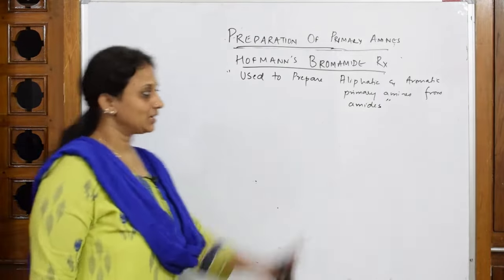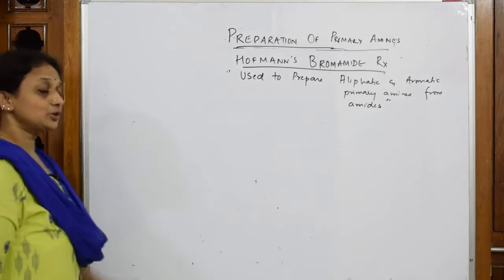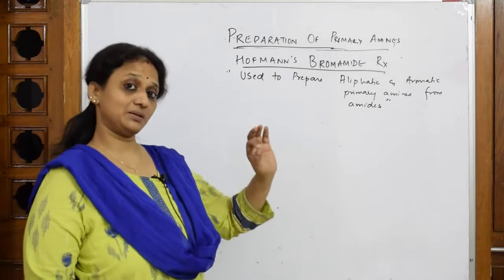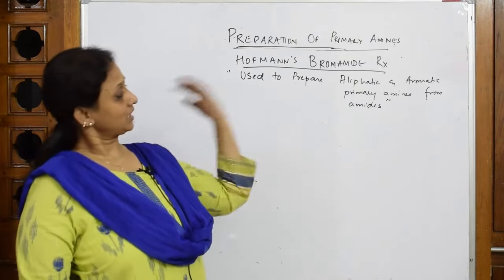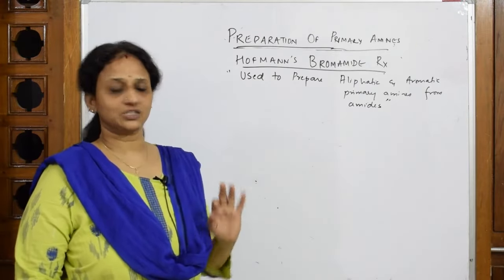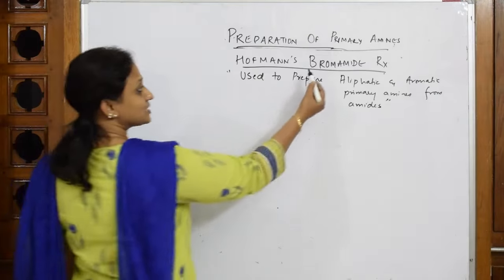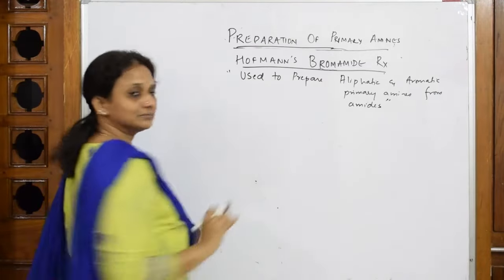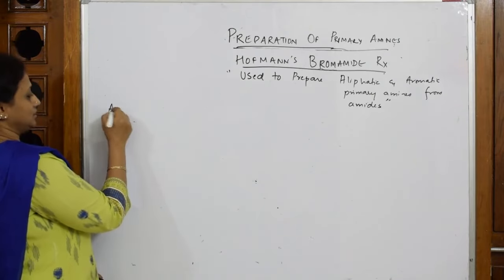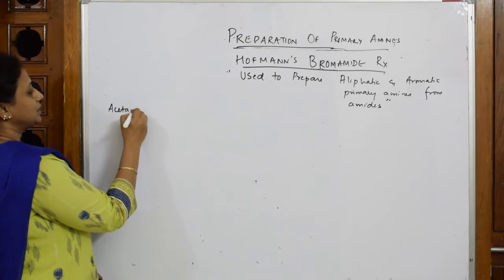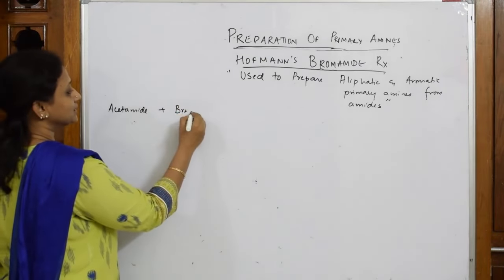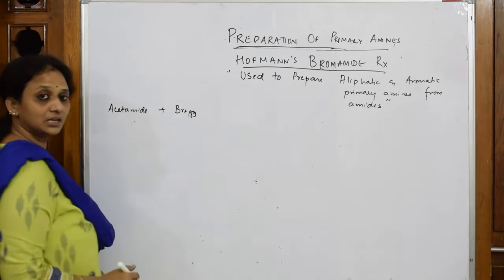And okay, now let us go into the basic thing. Whenever you have to prepare any primary amines, that is aliphatic primary amine and aromatic primary amine, we try to use Hofmann's bromamide reaction. What is that? As the name suggests, bromamide, simple. Now, what are you going to do? First, take an acetamide. Take one acetamide. To this acetamide, you're going to introduce bromine gas.